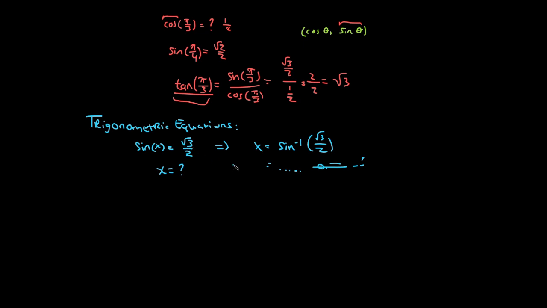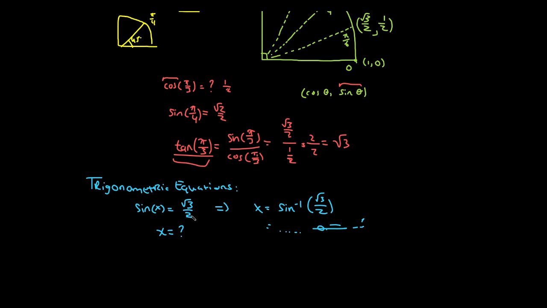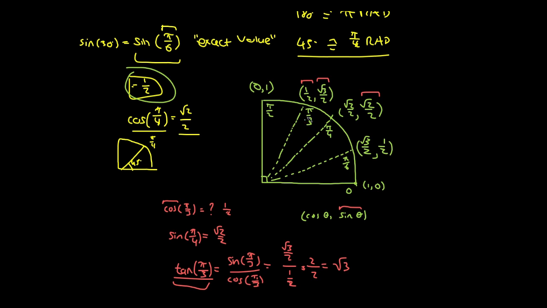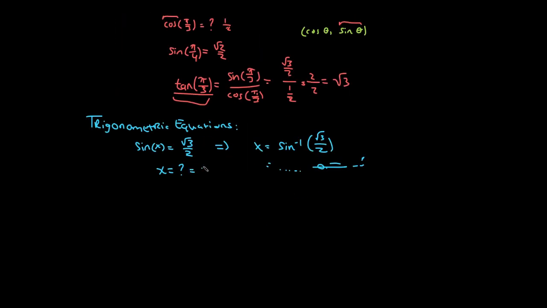Well, what I can do is use this quarter circle again to look up at what value for x, or at what angle, does the y coordinate equal the square root of 3 on 2. Let's look that up. So the y coordinate, here it's a half, here it's square root of 2 on 2, and here it's square root of 3 on 2, like that. And that's at the angle pi divided by 3. So that must mean that x is equal to pi divided by 3.